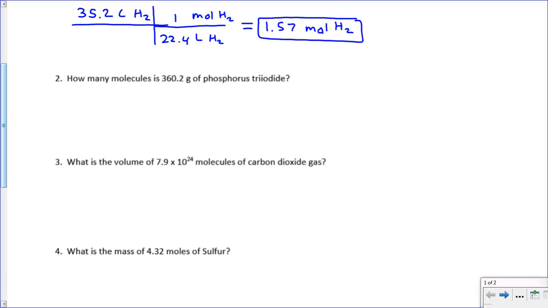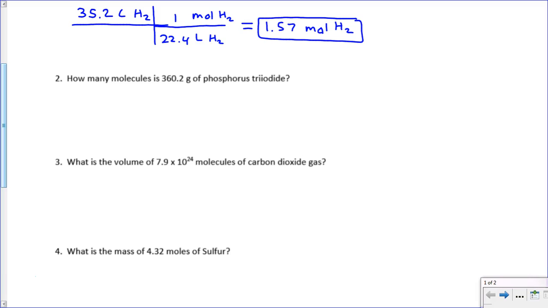The second one, it says how many molecules are in 360.2 grams of phosphorus triiodide. So on this one, we are going from grams to molecules. That's mass to particles. There's not a one-step conversion process for that. You have to go through moles in the middle, so this one is a two-step conversion. We have to go from grams to moles, and then from moles to molecules. And then we have to use the 2 appropriate conversion factors there.